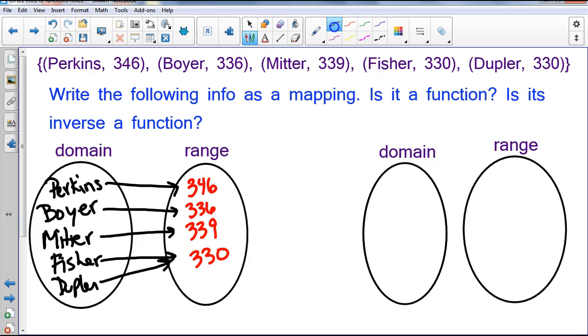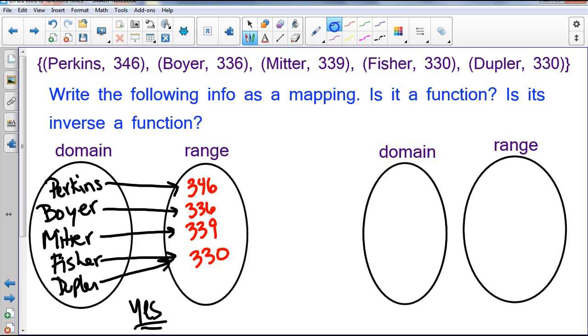Now we're going to talk about, is it a function or not? What you do is you take a look. A function by definition is a one-to-one relationship, so that for every one x there is one y. So we take a look. I have one x for every one y. Each x only goes to one number. Just because Fisher and Dupler are both in 330, there's two unique people that belong to one room. So yes, this is a function because for every one domain there is one range.